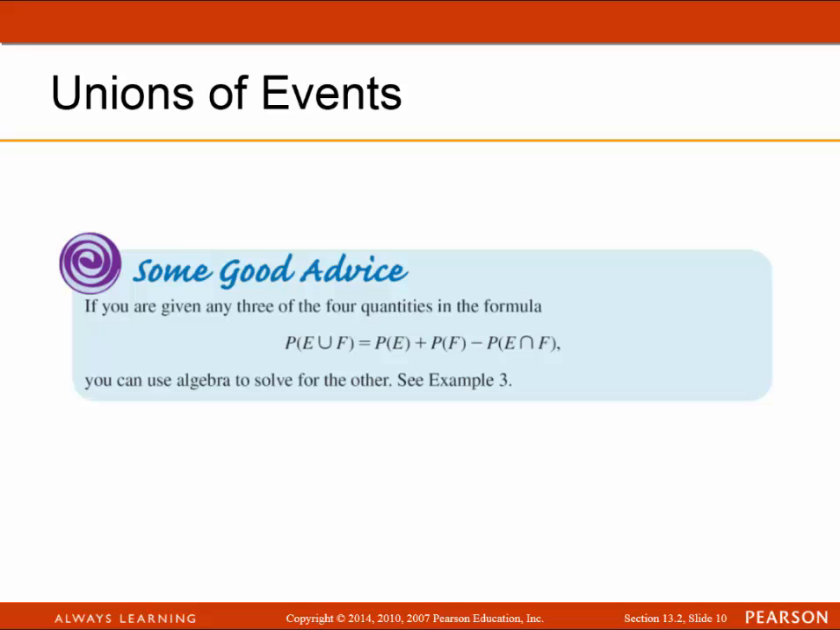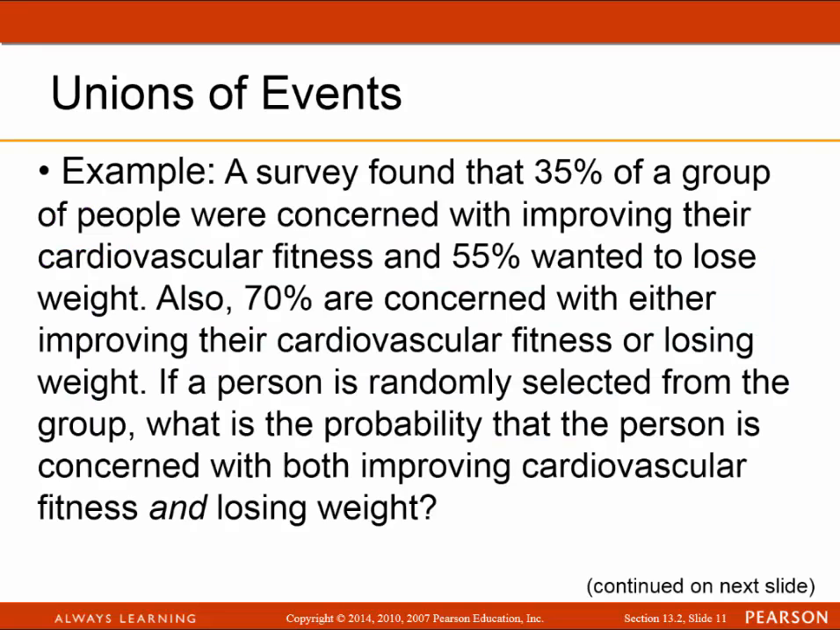Now, if you're given any of the 4 quantities in the following formula, then we can use algebra to solve for the other ones. So here's another example. A survey found that 35% of a group of people were concerned with improving their cardiovascular fitness. 55% wanted to lose weight. Also, 70% are concerned with either improving their cardiovascular fitness or losing weight. So if a person is randomly selected from the group, what is the probability that the person is concerned with both improving cardiovascular fitness and losing weight?